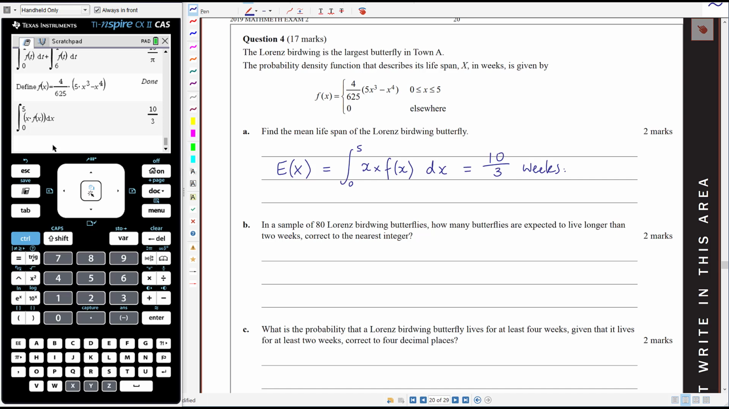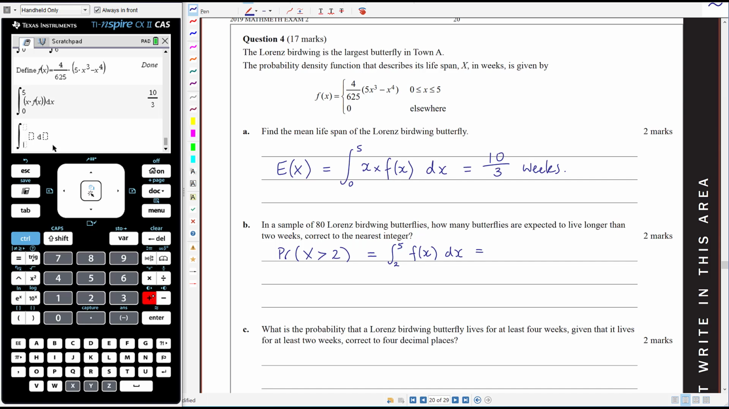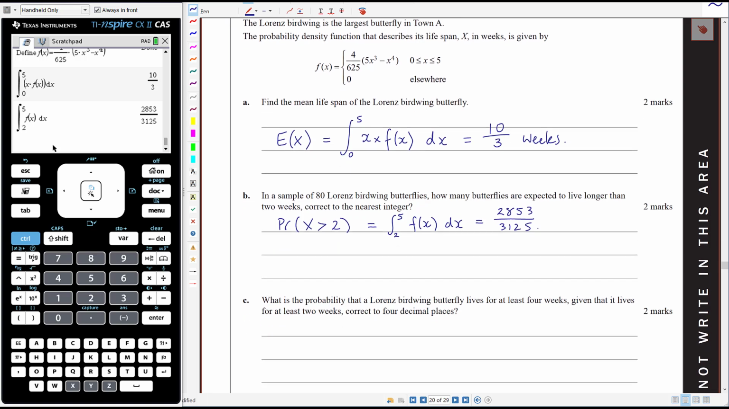In a sample of 80 Lorenz wing butterflies, how many butterflies are expected to live longer than 2 weeks, correct to the nearest integer? Okay, so we first of all want the probability that a butterfly's lifespan will be more than 2 weeks. Okay, so to do that, that's going to be the integral from 2 to 5 of f of x. So shift plus integral from 2 to 5 of f of x is 2853 on 3125.